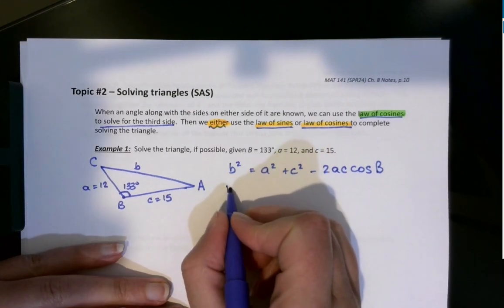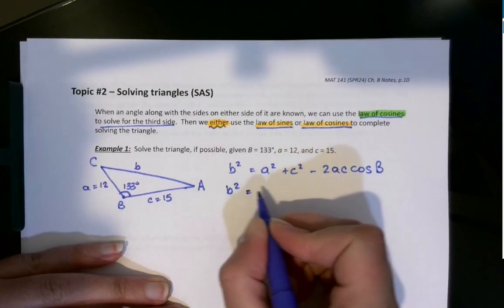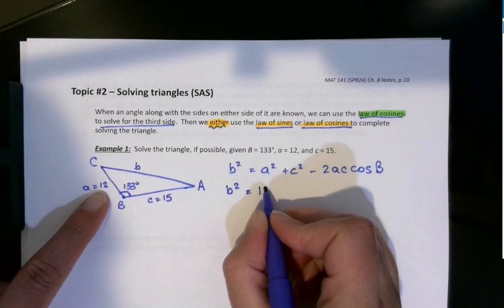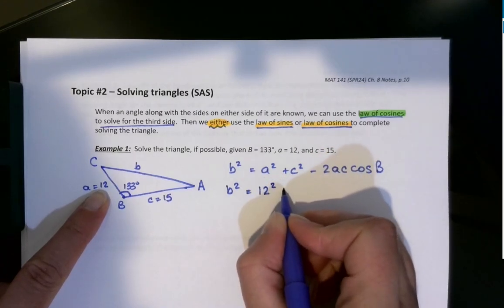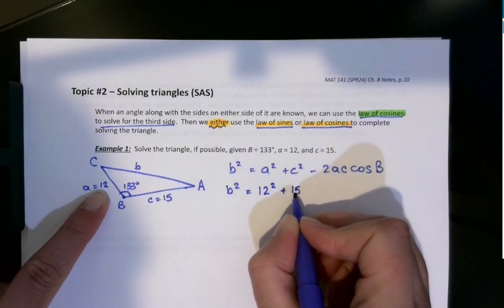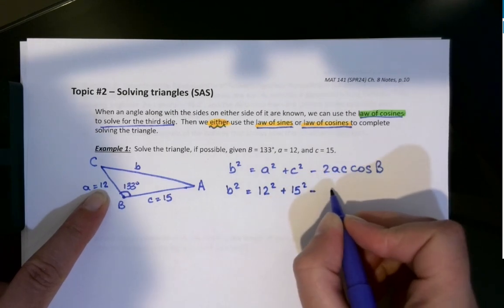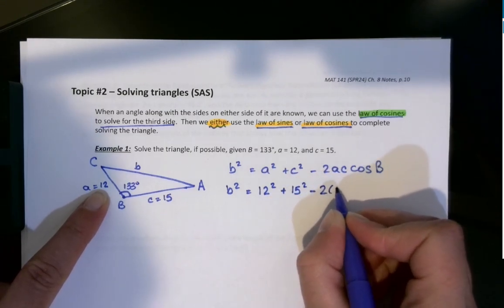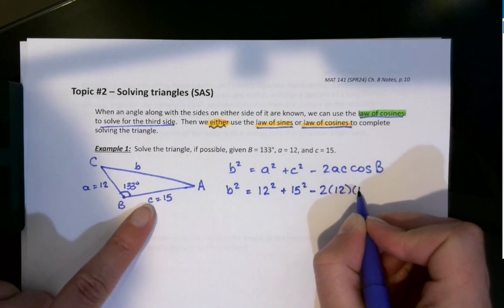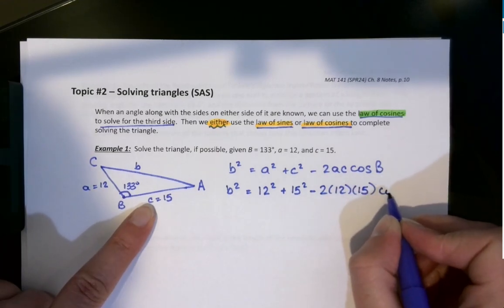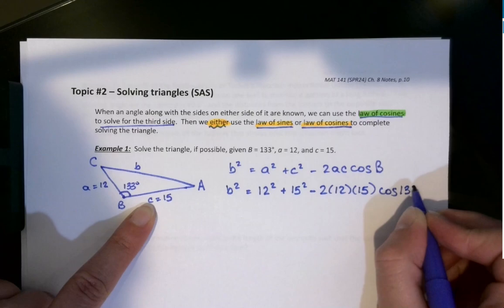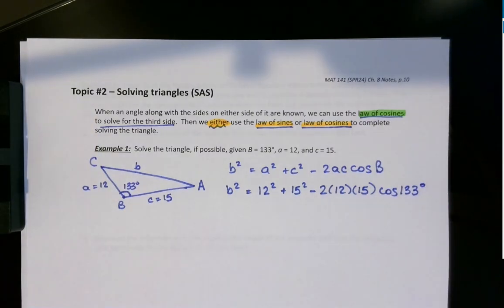Let's plug in our values. B squared is going to be equal to A, which is 12 squared, plus C, which is 15 squared, minus 2 times 12 times 15 times the cosine of 133 degrees.